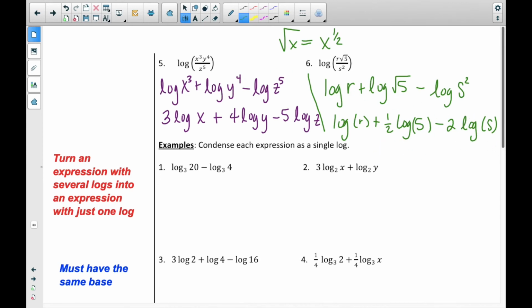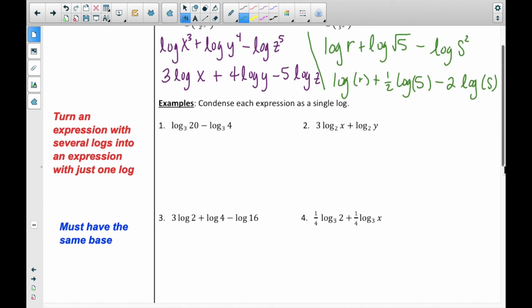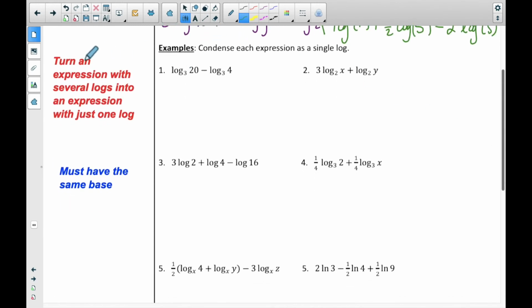Now we're going to go the other way. And by that, I mean we're going to do condensing. And by condensing, it means you have several logs and you're going to turn it into a single log. And so once again, the first one's going to be our easier one. They're both the same base. They have to be the same base.